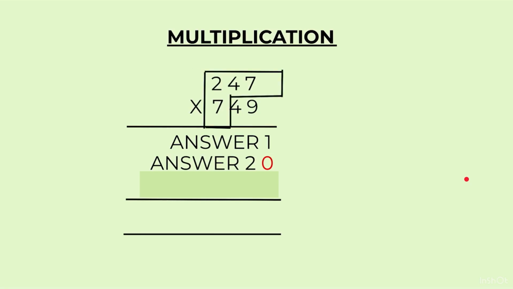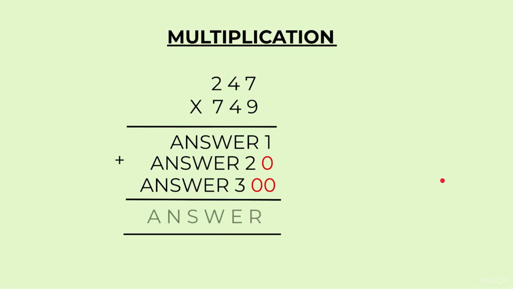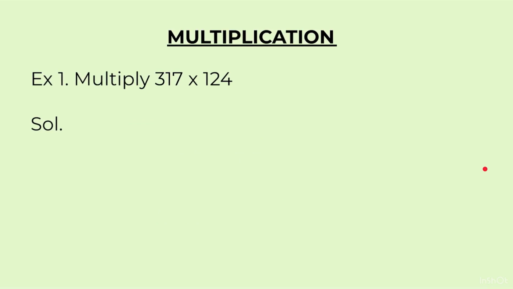And since 7 is at the hundreds place, we will first write 2 zeros and then whatever answer we get by multiplying with 7, that answer we will write here. Now these three numbers we will add. And whatever final answer we get, that will be the product of these two numbers. Now let us look at an example.